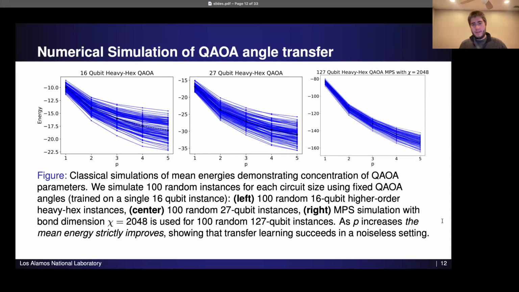And then on the far right-hand side, we've done the same thing, used the exact same fixed angles for 127 qubit instances. And this was in particular using the MPS simulations with a bond dimension of 2048. So here, all of these lines are just showing the mean energy, not distributions. But importantly, as P increases, for all of these lines, the mean energy strictly improves, meaning decreases. So this shows that transfer learning succeeds in the noiseless setting across a pretty large ensemble of problems.